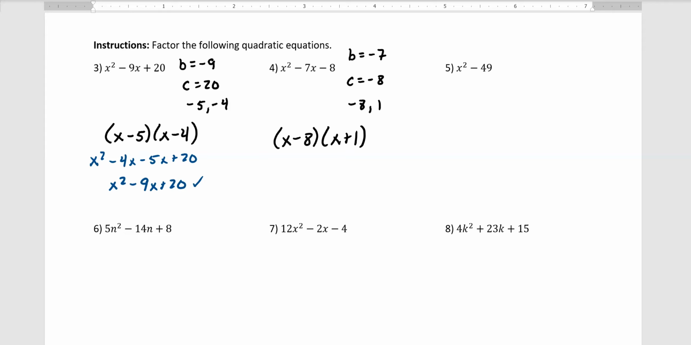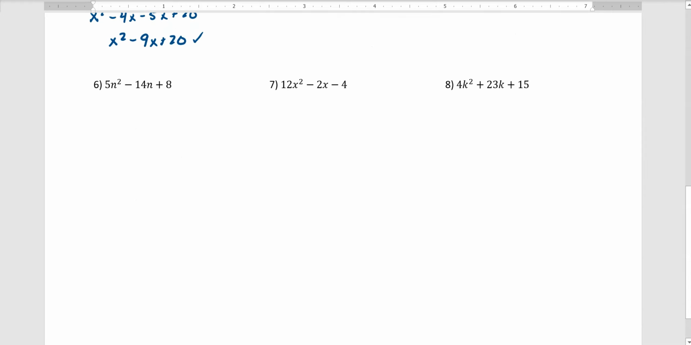X squared minus 49. So remember, if we're missing the b term, you can write it in if you want. Just remember that b equals 0 in this case. C is negative 49. So that tells me my terms are going to be negative 7 and 7. X minus 7, x plus 7. Very nice.